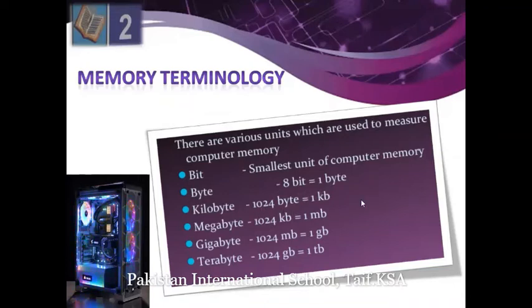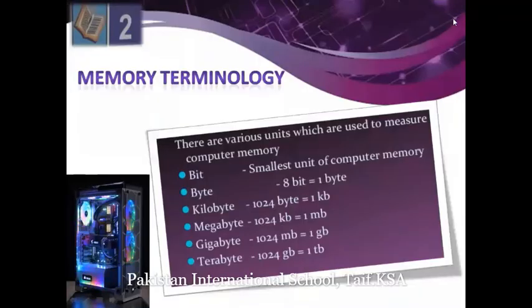Then we have a megabyte. A megabyte consists of 1024 kilobytes, which is equal to 1 MB. A gigabyte is equal to 1024 megabytes, which is 1 GB. Then we have a terabyte. A terabyte consists of 1024 gigabytes, and it is 1 TB. So we can represent these units as KB, MB, GB, and TB.